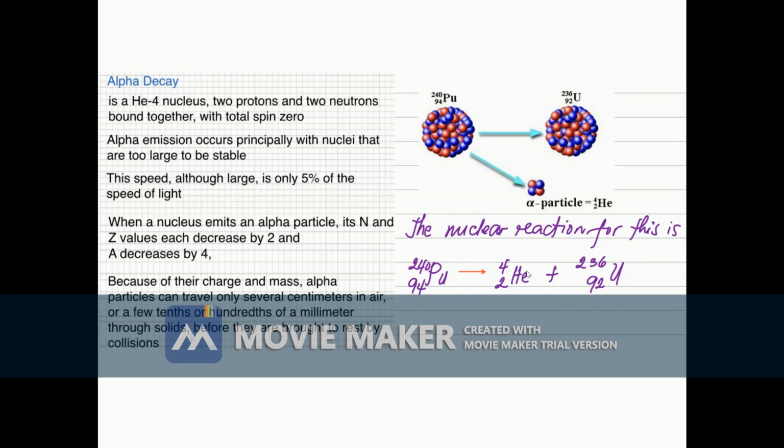So the alpha particles are very big compared to the particles that we'll talk about next. They can travel only several centimeters in air, or a few tens or hundreds of millimeters through solids, before they come to rest through collisions.